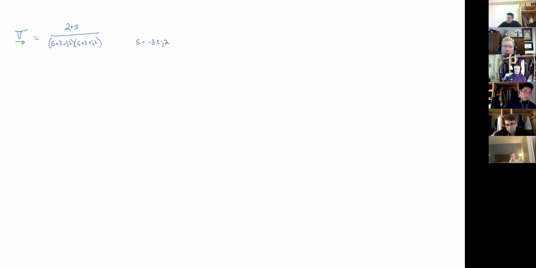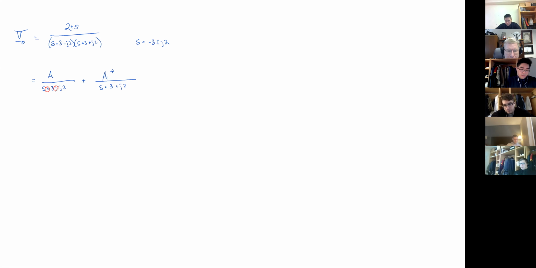Right, right. And the question is, how do you quickly do the inverse Laplace transform of this? And here's how you do it. You firstly say that you know it's going to be equal to A over S plus 3 minus J2 plus A complex conjugate over S plus 3 plus J2, where the secret is that these signs, the first ones you write, are always going to be opposite.